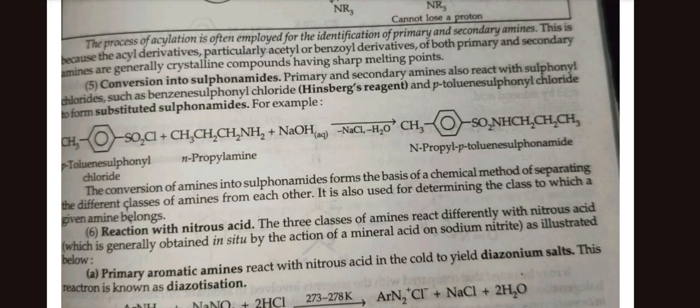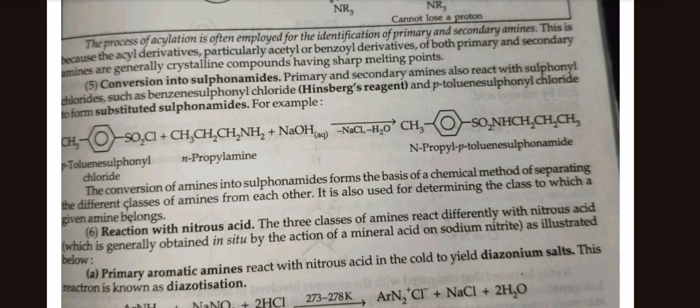Fifth, conversion into sulfonamides. Primary and secondary amines also react with sulfonyl chlorides such as benzene sulfonyl chloride, Hinsberg reagent, and para-toluene sulfonyl chloride to form substituted sulfonamides. For example, the conversion of amine into sulfonamide forms the basis of the chemical method of separating the different classes of amines from each other. It is also used for determining the class to which an amine belongs.